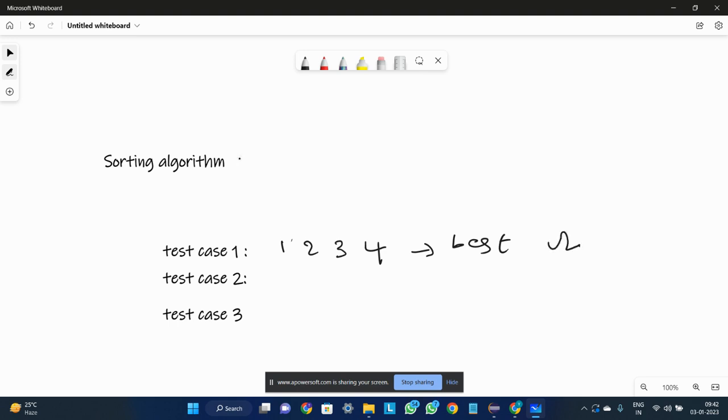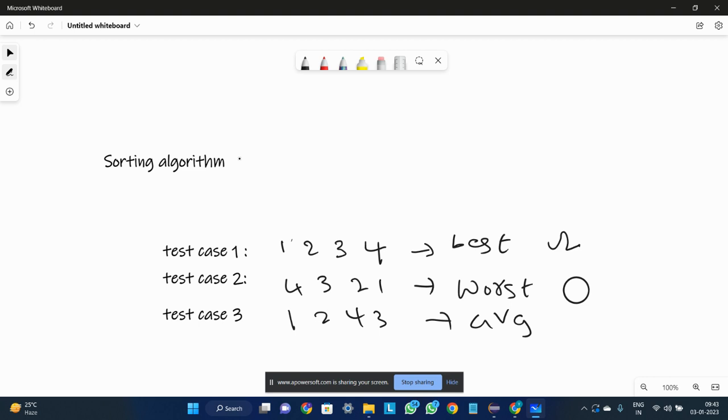And for test case 2, I'm taking the input 4 3 2 1. See, here I need to again sort from small to big, so it is the worst case, and we represent it as big O. And for test case 3, let's take 1 2 4 3. Here we can say this is average, and we will represent it as theta.